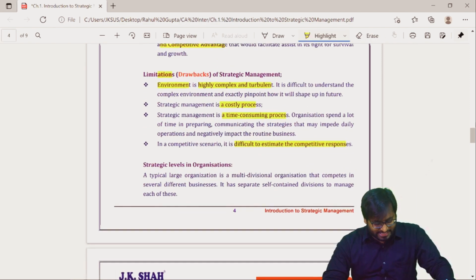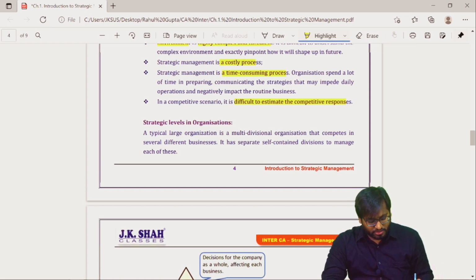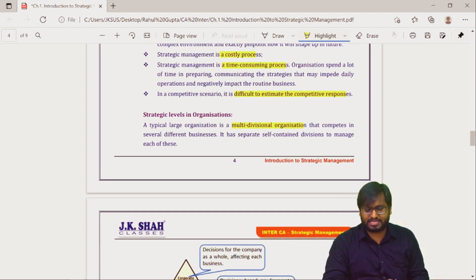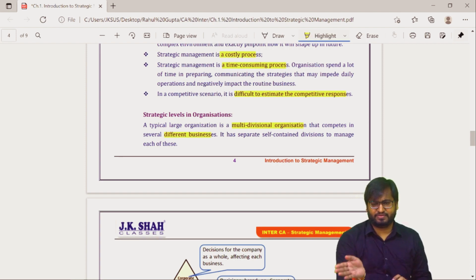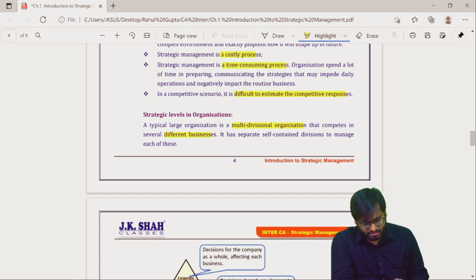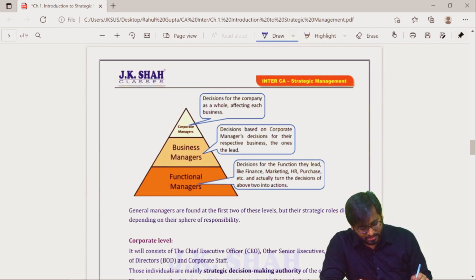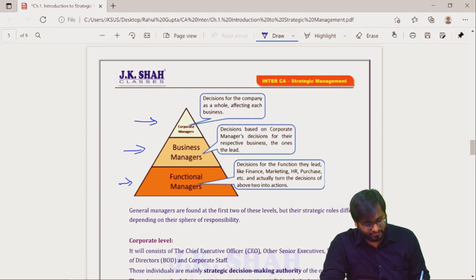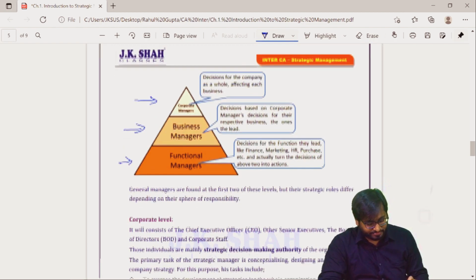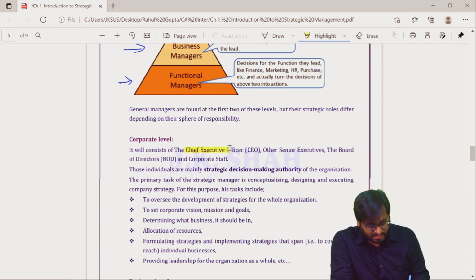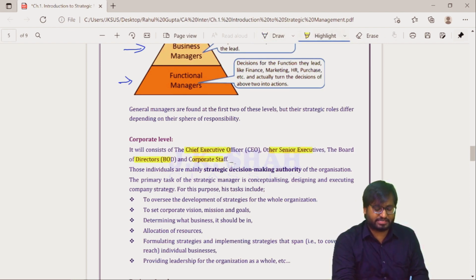So let's try to understand this. Strategic levels in an organization. A typical large organization is a multi-divisional organization that competes in several different businesses, multi-divisional or multi-business. It has a separate division to manage each of these. If you look at this pyramid, the first one is corporate level, business level, functional level, right? So now we'll talk about corporate level. It will consist of CEO, senior executives, board of directors and corporate staff.